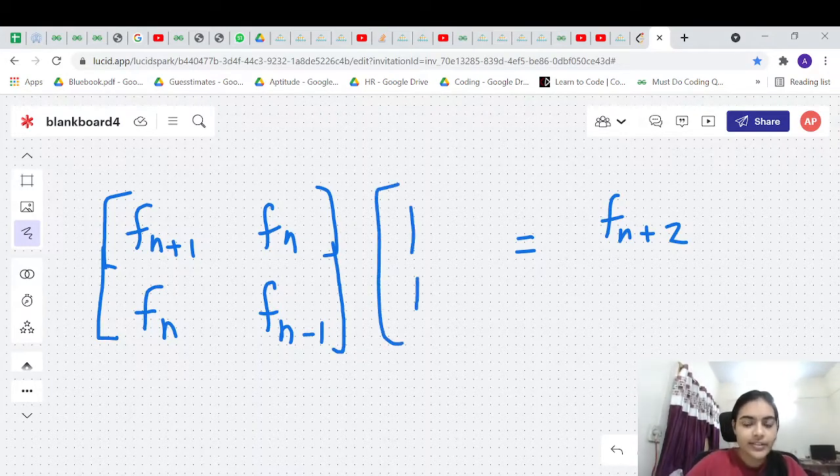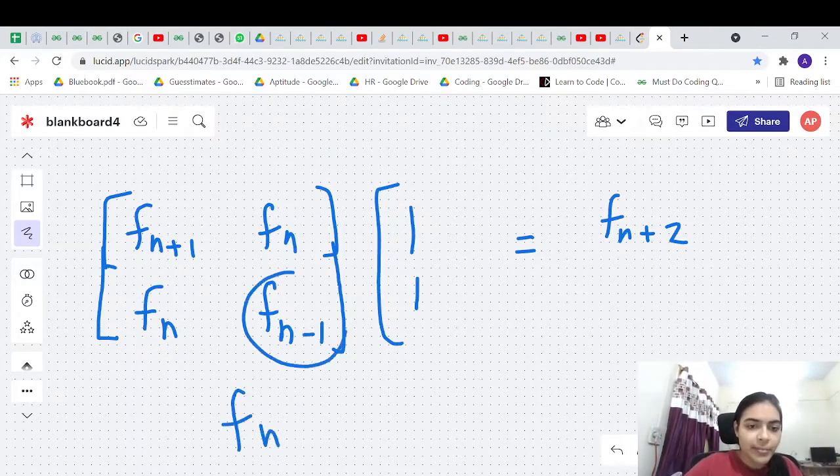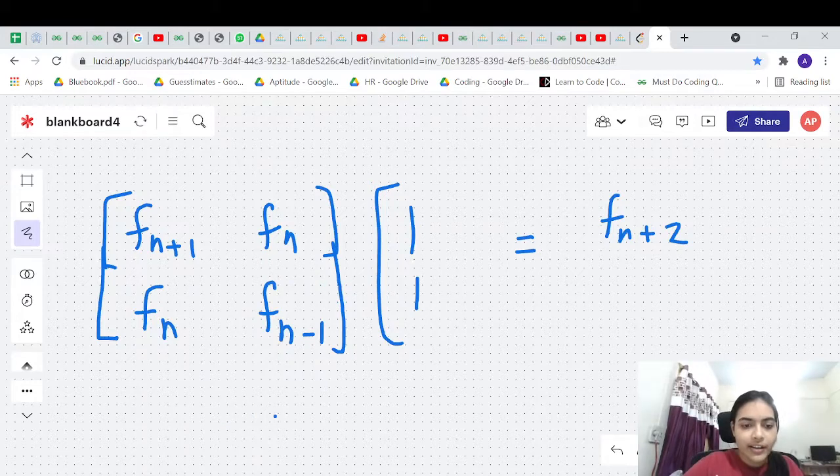This is my matrix, right? Now I'm just extending it. Now, if I multiply f of n with 1, what will I get? F of n. If I multiply f of n plus 1 with 1, what will I get? F of n plus 1. So, I will get this number.